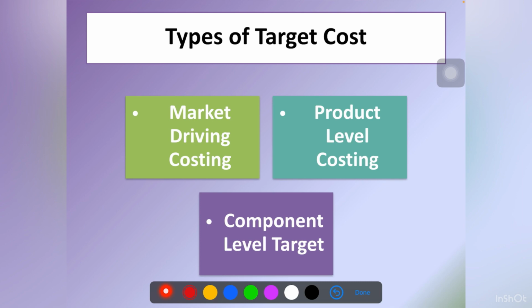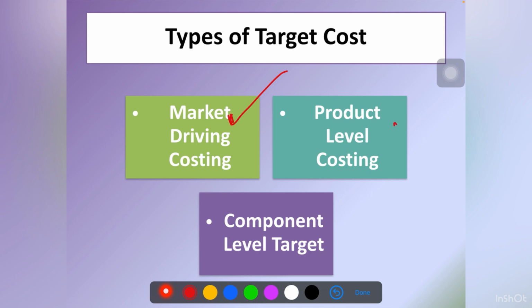Next is the type of target cost. There are three types of target cost basically. First is the market driven. Now what does this mean? Whatever is there in the market, the marketability, the market cost, etc. are involved in the market driving cost.